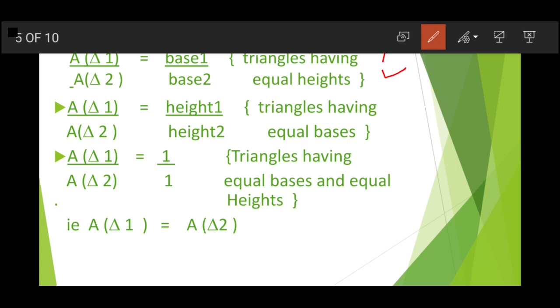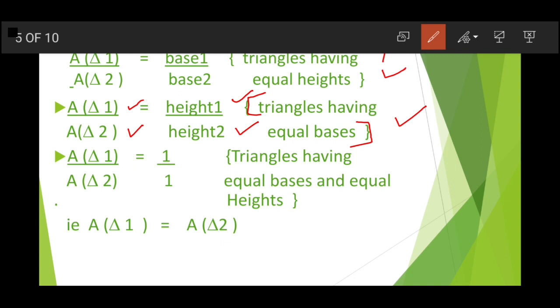Okay. Now, the third one: if triangles are having equal bases, then the ratio of their areas is equal to, area of triangle 1 upon area of triangle 2 is equal to height 1 upon height 2. So here you can write this reason which I mentioned over here. No need to write the full sentence. Simply you can write, triangles having equal bases.